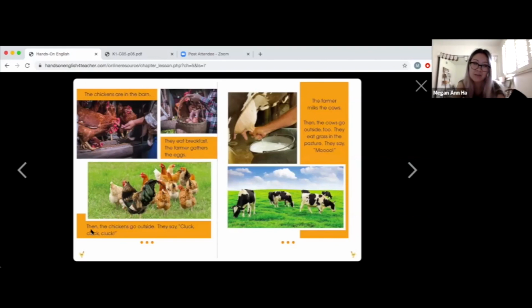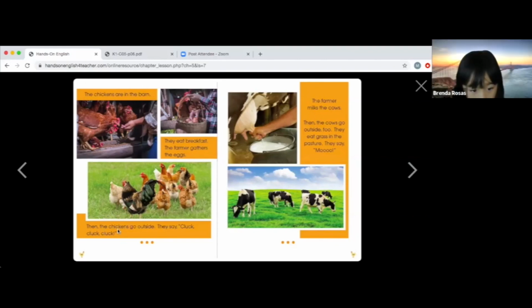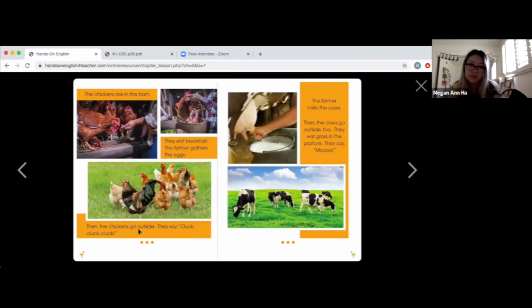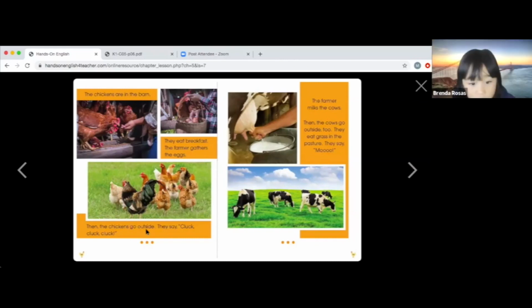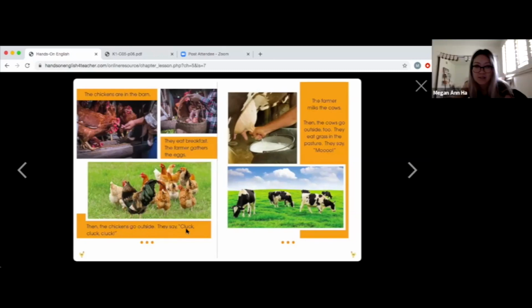Then the chickens go outside. They say cluck, cluck, cluck, cluck, cluck, cluck. Good job.